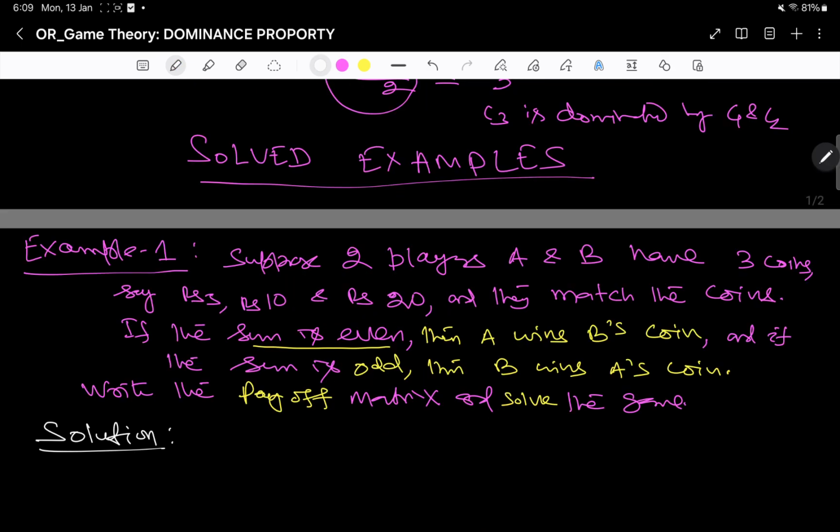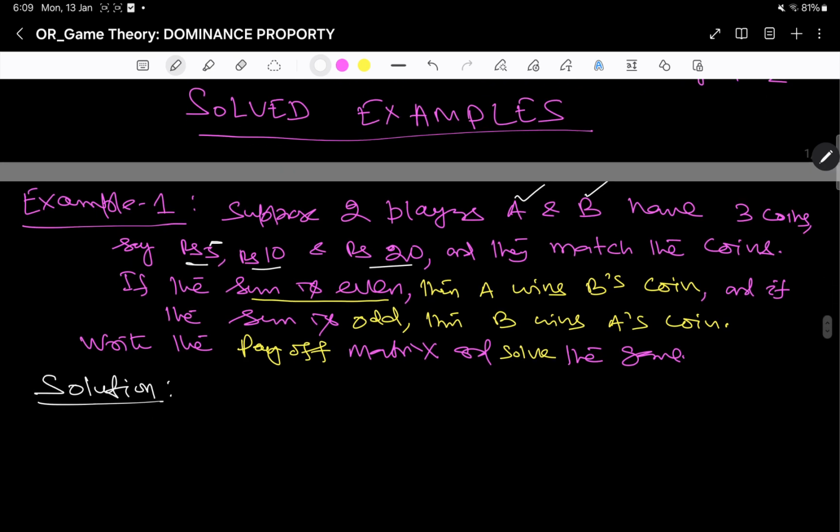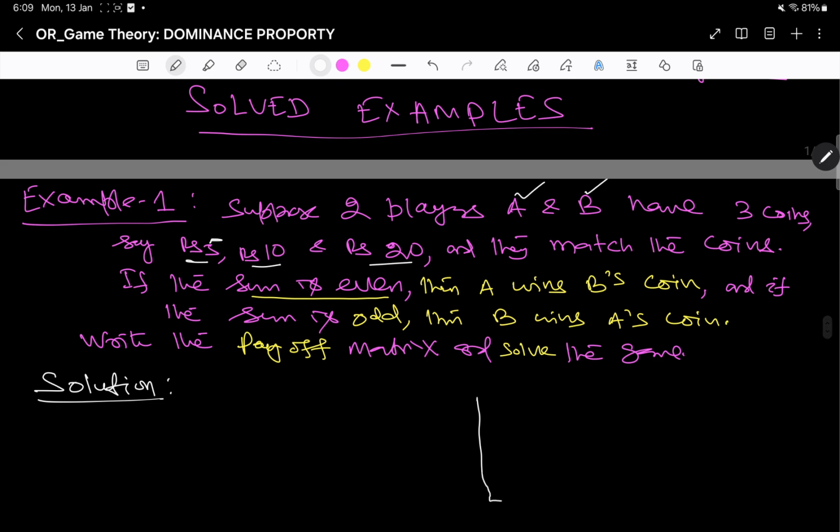So coming to a coin matching scheme, suppose A and B are 2 players, each having 3 coins: rupees 5, rupees 10, and rupees 20. That means we display the payoff matrix as follows. The payoffs are rupees 5, 10, 20. Player A has strategies A1, A2, A3, and accordingly player B has strategies B1, B2, B3, right.